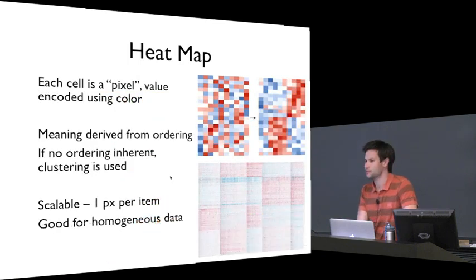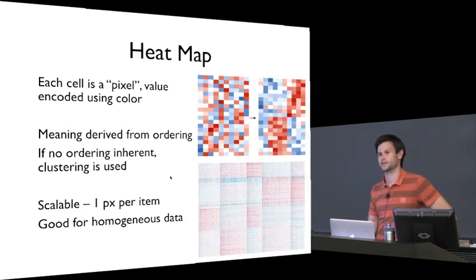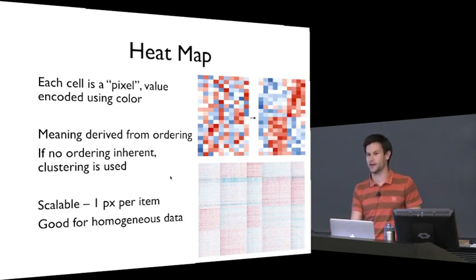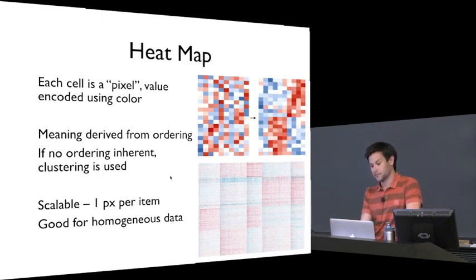We haven't talked about heat maps yet. The concept of heat maps is very simple. You treat each cell as a pixel, and you assign a color to it according to the value that you have. So you have a color map, like 0 would be, let's say in that case, blue, and the maximum would be red. It's very important that the meaning is derived from the order. So a heat map only makes sense if the order has a meaning.